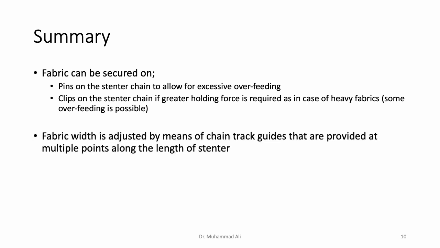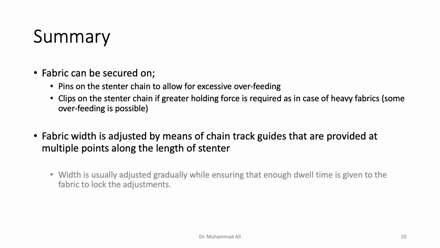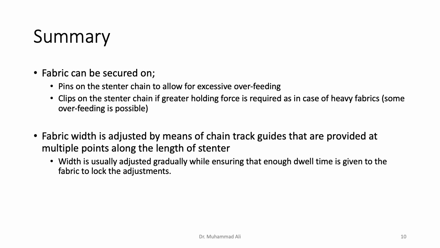The other point that we have discussed in this lecture is that fabric width is adjusted on a Stenter by means of chain track guides that are provided at multiple points along the entire length of the Stenter. Usually, width adjustment is done gradually. So if you want to increase the width of a fabric by, let's say, 1 inch, you will not do it in one step. Instead, you will do it gradually. And while doing this, we have to ensure that we give the fabric enough dwell time in the treatment chambers so that the adjustments are permanently logged.